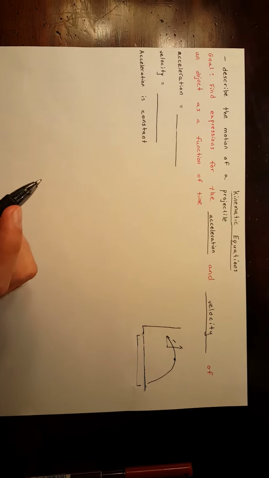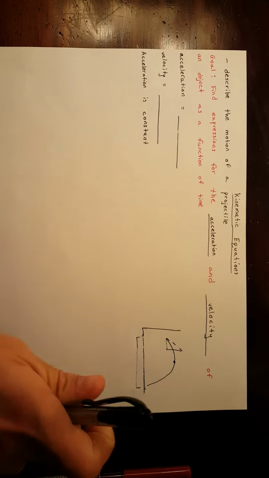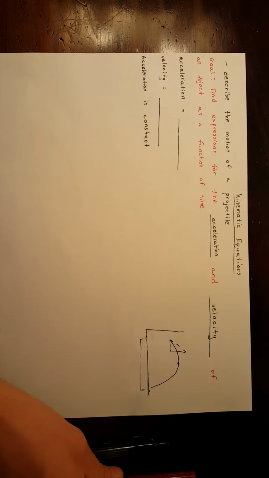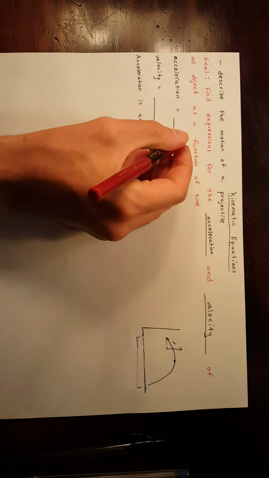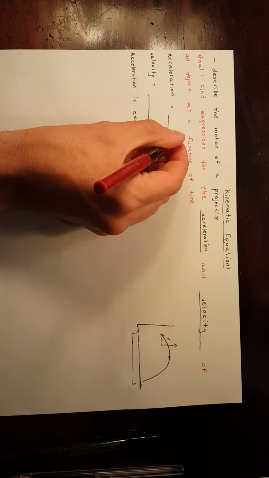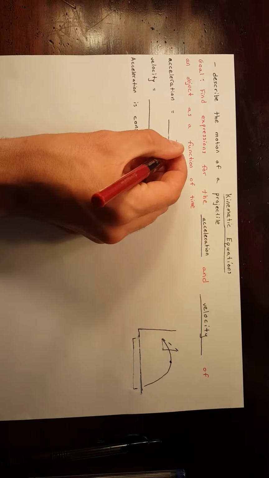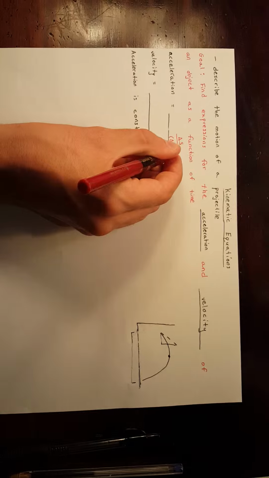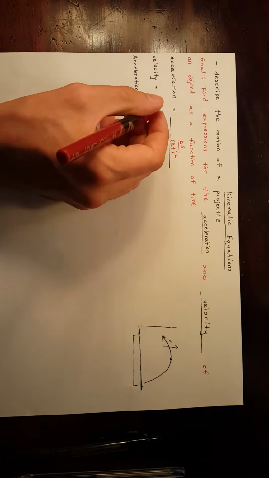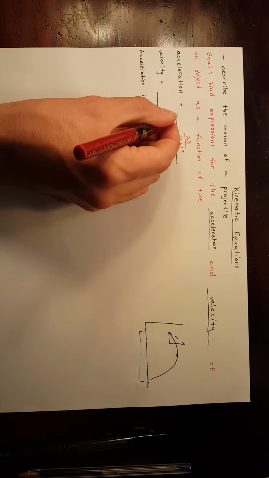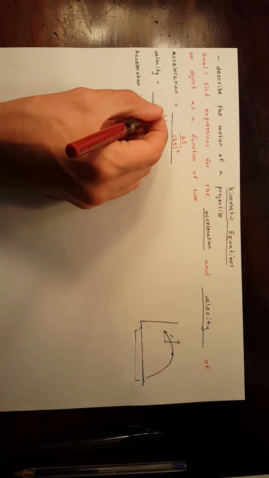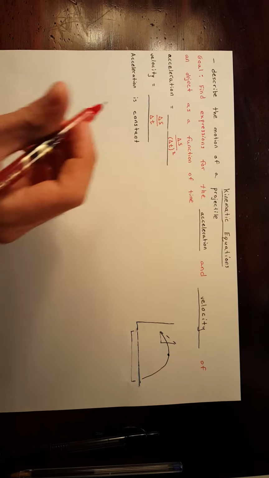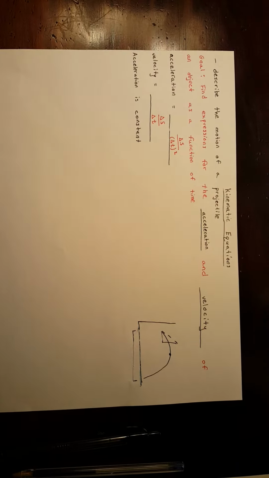So what we want to think about is the units of the acceleration. So the units of acceleration are change in position divided by the change in time squared. And the units for velocity is the change in position divided by the change in time. So we want to think first about acceleration.